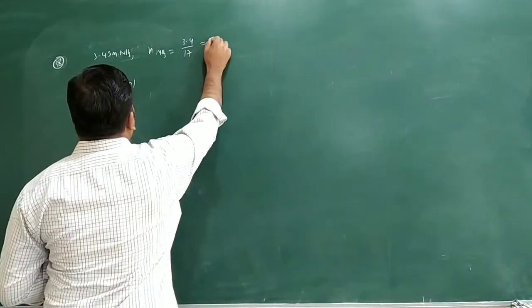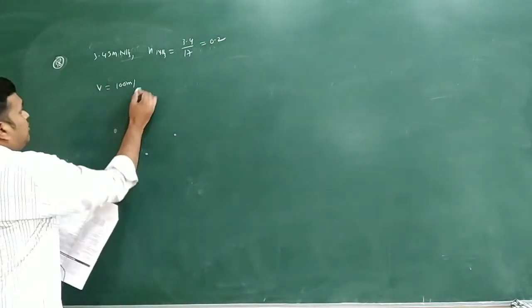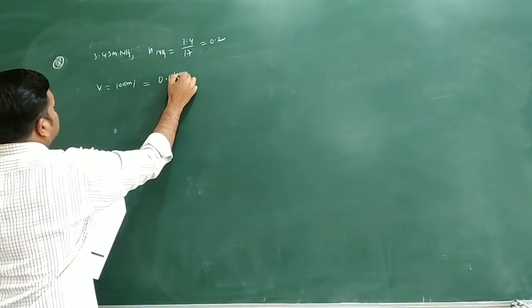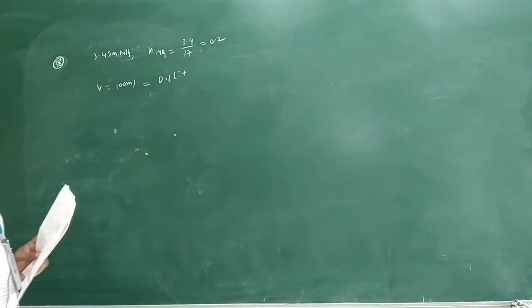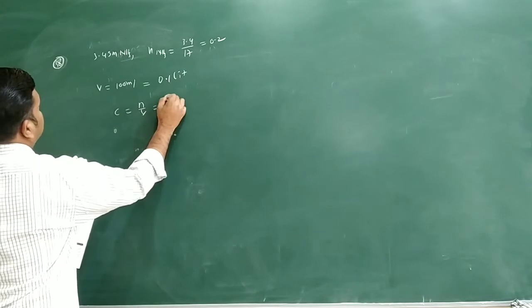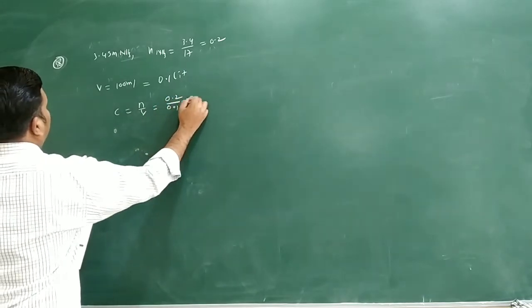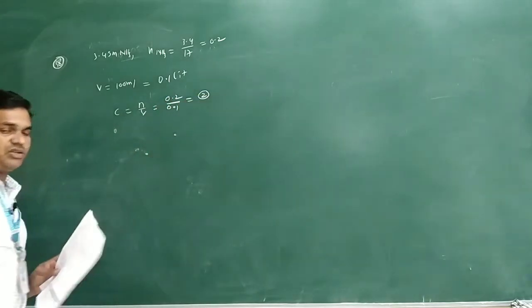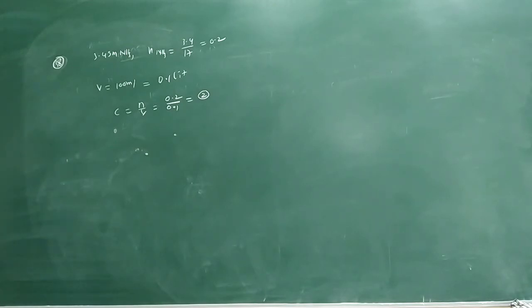Then you will get 0.2. Here volume is 100 ml, so you will get 0.1 liter. So C is equal to N by V. You can apply the same concept here: this is 0.2 by 0.1. What concentration did you get? You got concentration 2. Clear?